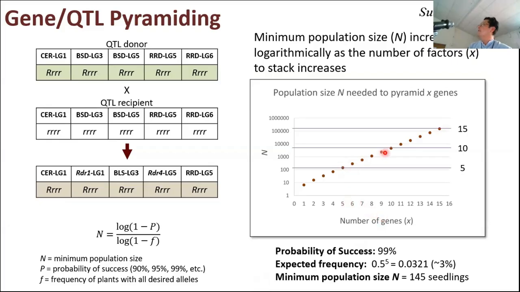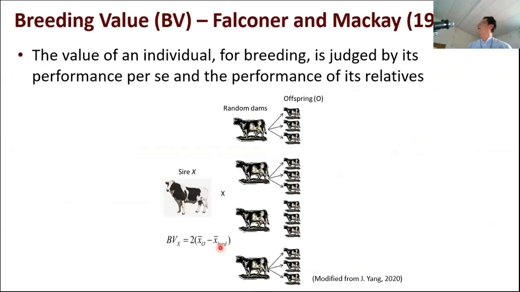If you're thinking about 10 factors, you're a little bit less than 10,000 plants. And if you're up to 15 loci, you're over 100,000. Okay, this is logarithmic. So this is one of the issues about what do we do with all this QTL. Okay, all right. There is a way out. There's a way out. All right.